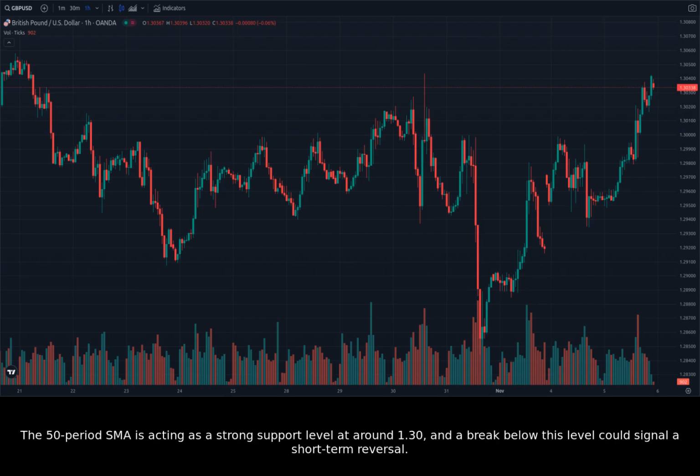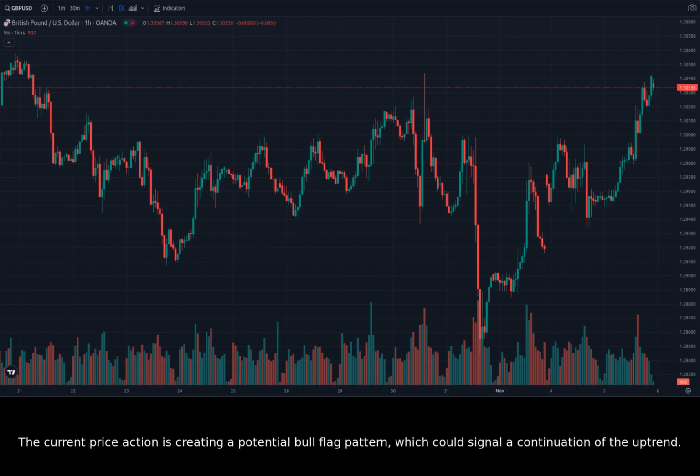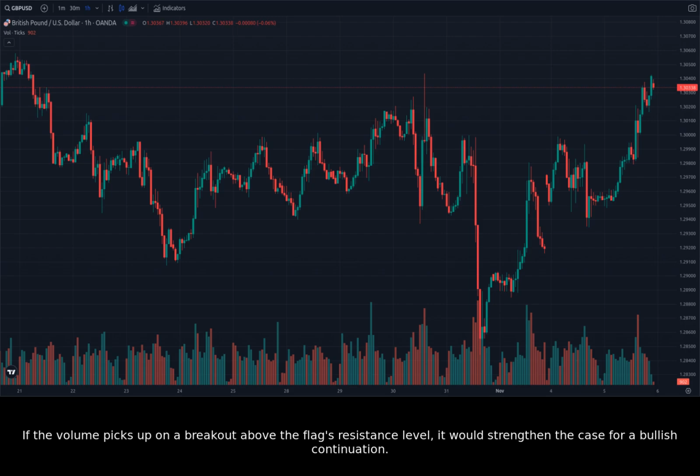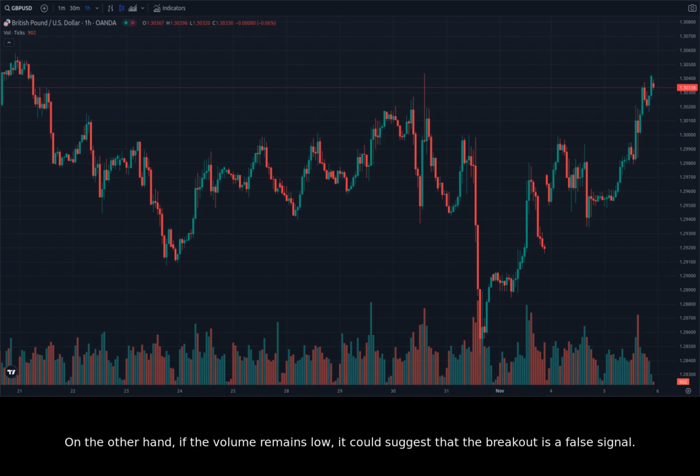The 50-period SMA is acting as a strong support level at around 1.30, and a break below this level could signal a short-term reversal. The current price action is creating a potential bull flag pattern, which could signal a continuation of the uptrend. However, it's crucial to monitor the volume to confirm this pattern's validity. If the volume picks up on a breakout above the flag's resistance level, it would strengthen the case for a bullish continuation. On the other hand, if the volume remains low, it could suggest that the breakout is a false signal. A break below the flag's support level would negate the bullish pattern and suggest a short-term pullback.